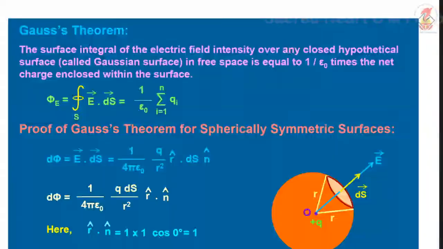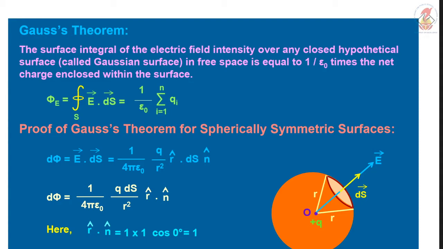Next topic is Gauss theorem. Gauss theorem tells that the surface integral of electric field intensity over any closed surface in free space is equal to 1 by epsilon 0 times the net charge enclosed within the surface.